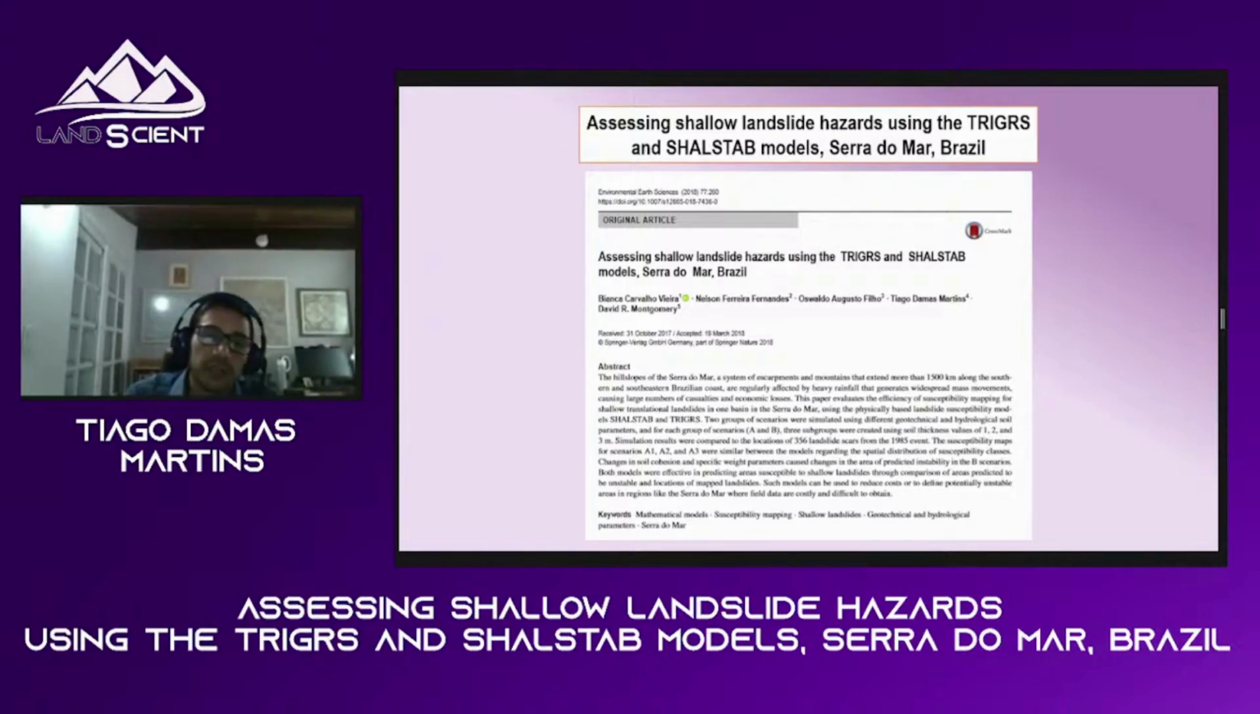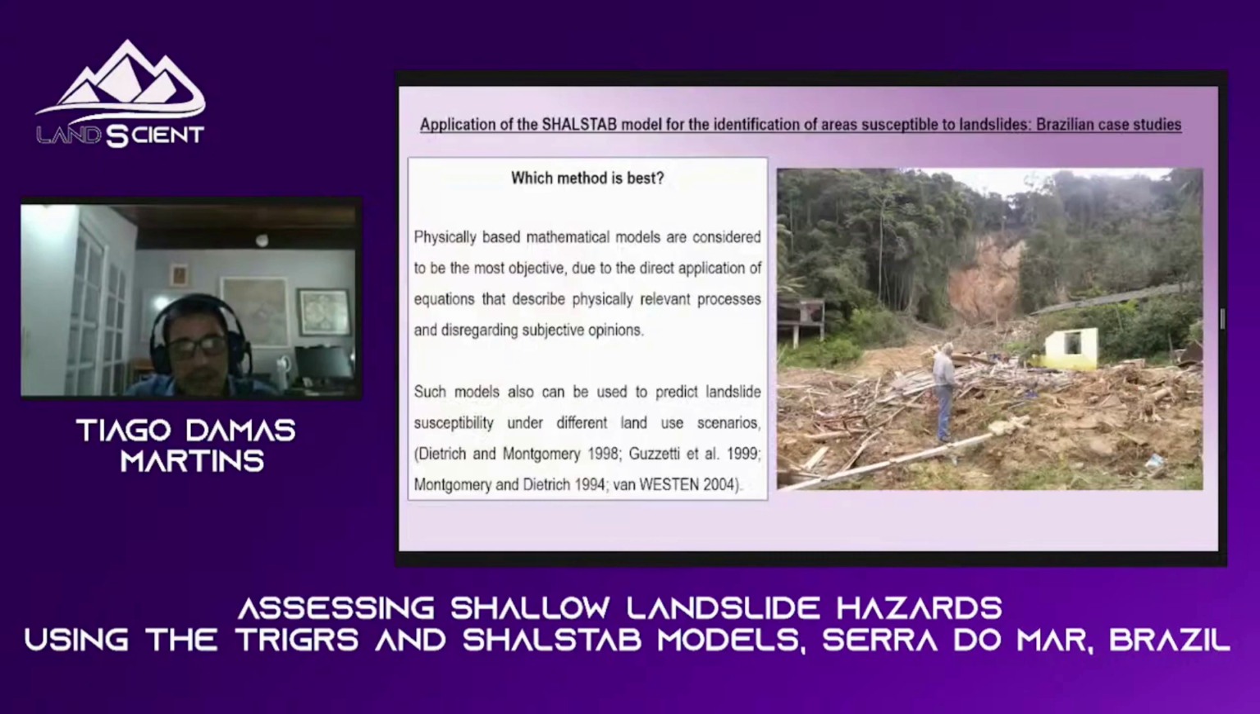So the idea of this paper was to compare the performance of two different physically based models, TRIGRS and SHALSTAB. SHALSTAB is a model that has been applied in Brazil since the 90s. It's a well-known model here, used in different assessments, and TRIGRS is a less used model. So the idea of this paper is to compare the efficiency, and one of the questions is which method is best.